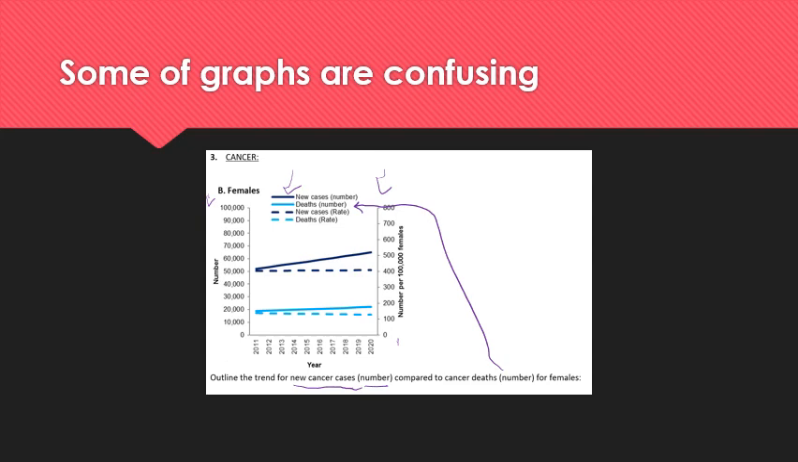Okay, so these other 2 dotted lines are not necessary. Okay, so you're not looking at the rate. All right, so outline the trend. So look, both of these lines are increasing. Okay, so the trend from 2011 to 2020 is an increasing number.